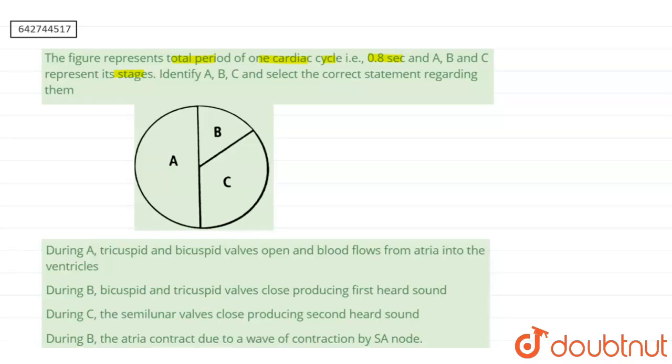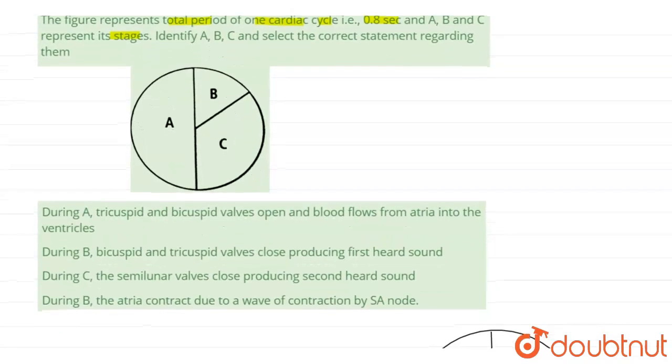First option is during A, tricuspid and bicuspid valves open and blood flows from atria into the ventricles. Second is during B, bicuspid and tricuspid valves closed producing first heart sound. Third is during C, the semilunar valves close producing second heart sound. And fourth is during B, the atria contract due to a wave of contraction by SA node.